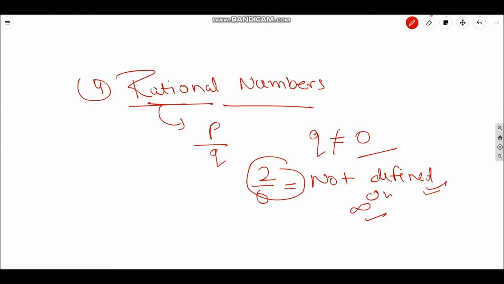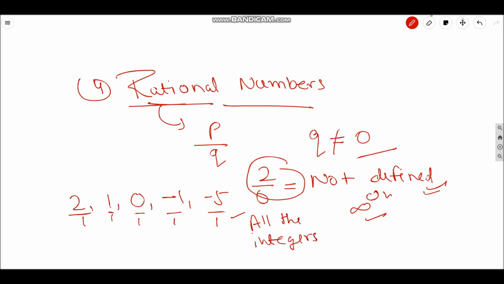Now, another point. Let me take the example of 2, 1, 0, minus 1 and minus 5. Many of you will say these are not rational numbers, because they are not in the form of p by q. So how can these numbers be rational numbers? See, the magic is here: 2 by 1, 1 by 1, 0 by 1, minus 1 by 1, and minus 5 by 1. We can represent all these integers in the form of p by q just by putting 1 in the denominator. So that is the trick. By this we can say that all the integers are rational numbers.